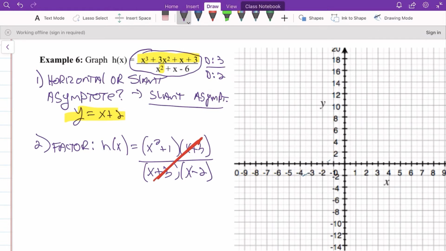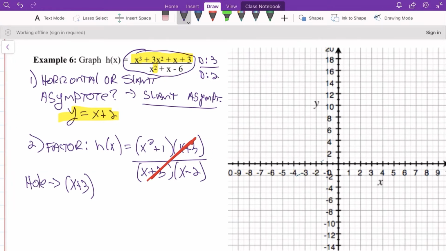And again, when we have those canceled factors, that is what's telling us we have a presence of a hole there. And then we're actually going to find the coordinates of the hole in the next step, step 3. And we're going to use that canceled factor of x plus 3 to help us figure out the coordinates of the hole. So that's the first 2 steps of my approach.